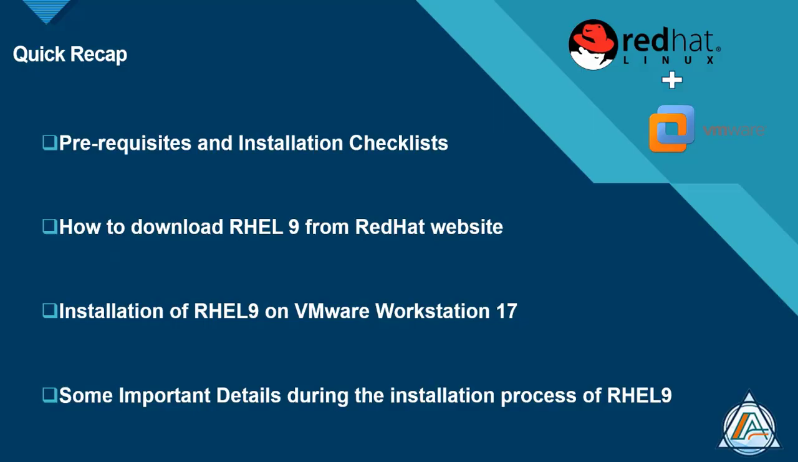Let's quickly recap what we covered today. We went over the prerequisites and the installation checklist. We downloaded Red Hat Enterprise Linux 9 from the Red Hat website. We walked through the detailed steps for installation of Red Hat Enterprise Linux 9 on VMware Workstation.